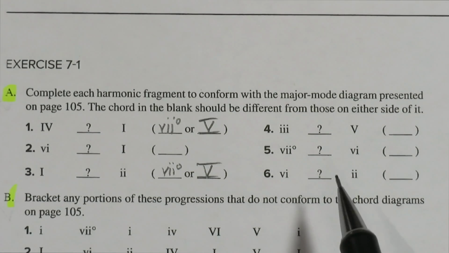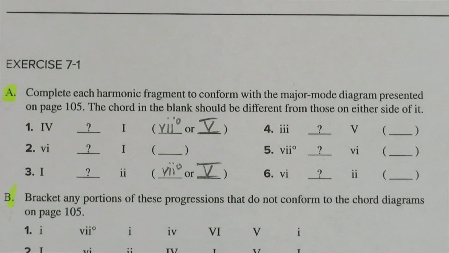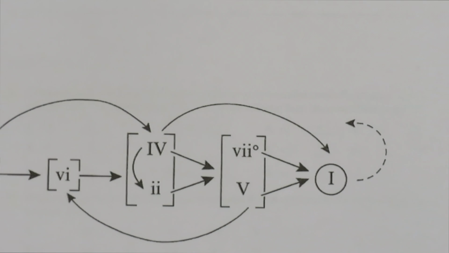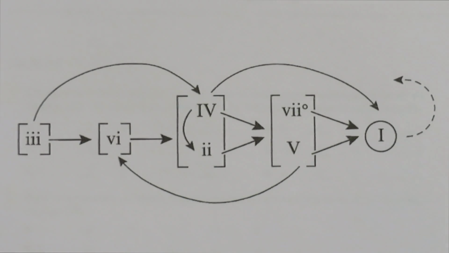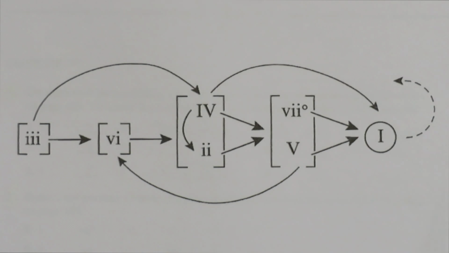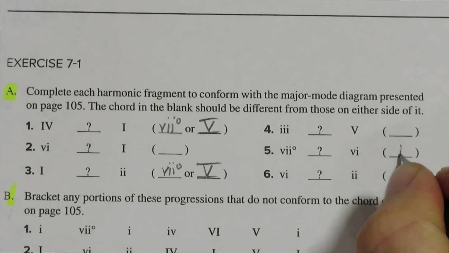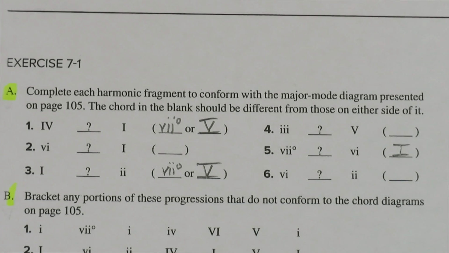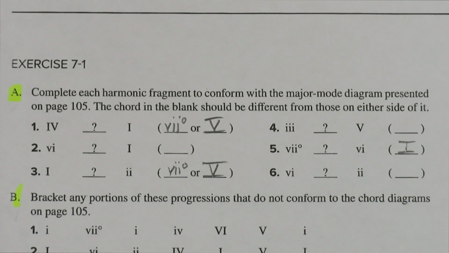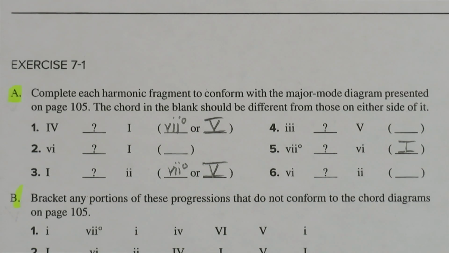Now, number 5, we have the 7 diminished, between the 7 diminished and the 6 chord. Okay, so we know that the 7 diminished, it only likes to go to the 1 chord. Okay, so there's our answer there. And we're done with that section. Okay, so go ahead and fill out the rest, and I will see you in the next section for part B.